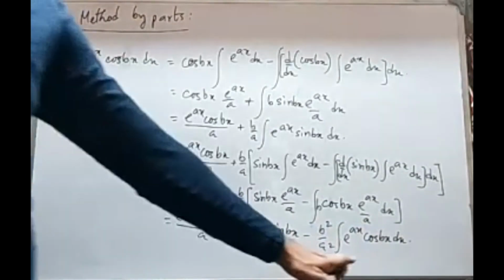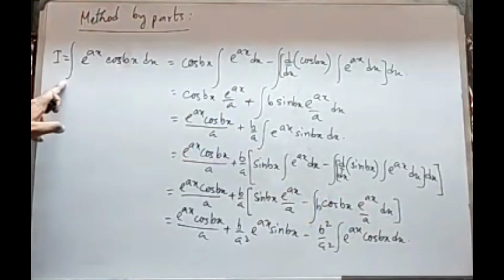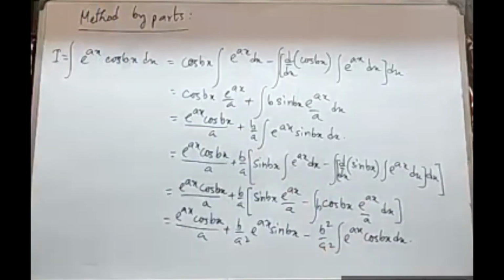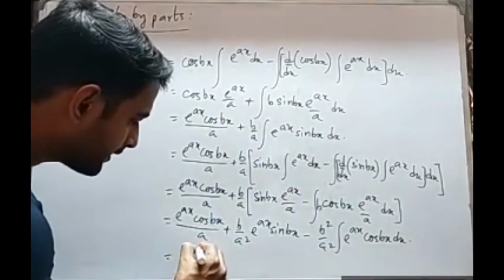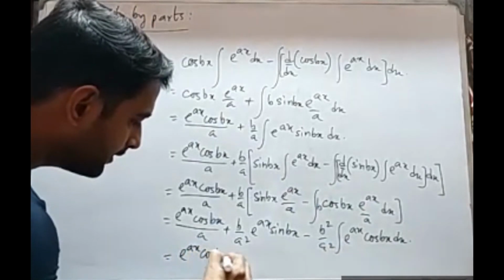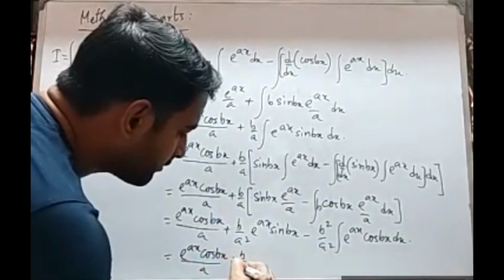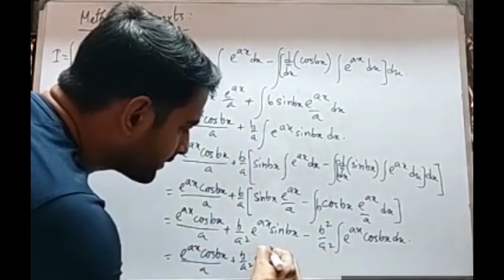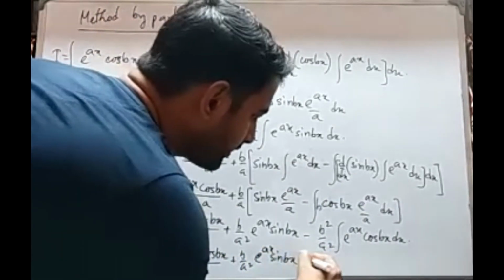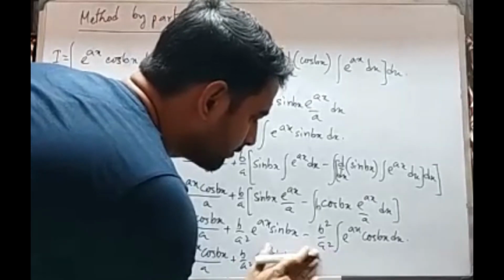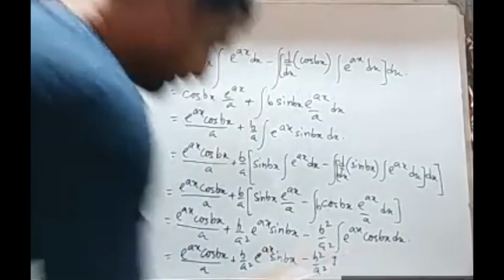So this is our I. This part is the same as I. So instead of writing this, we are writing I here. So e to the power ax cos bx by a plus b by a square e to the power ax sin bx minus I, or we can write minus b square by a square into I.